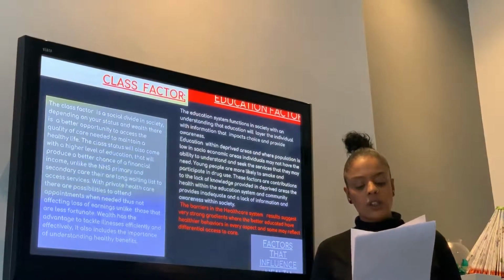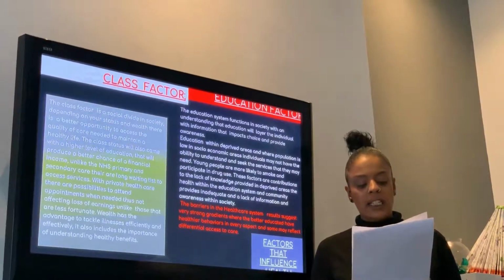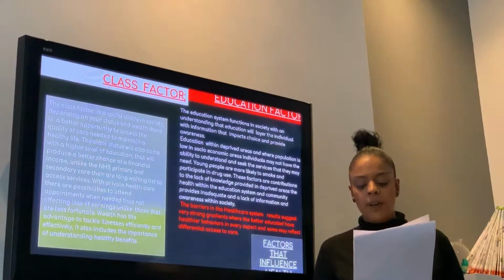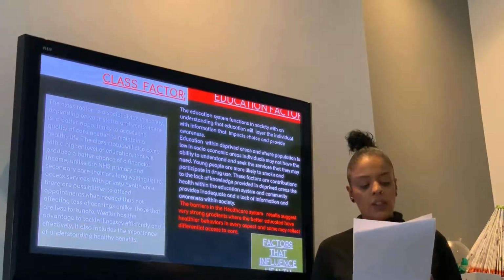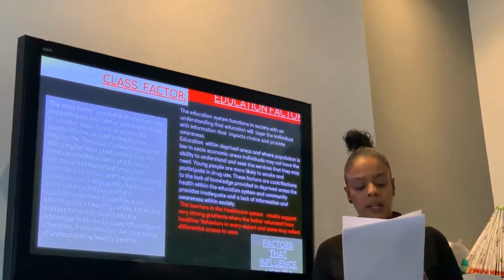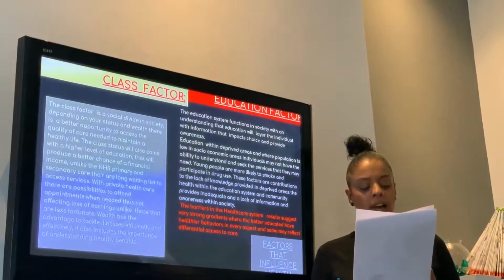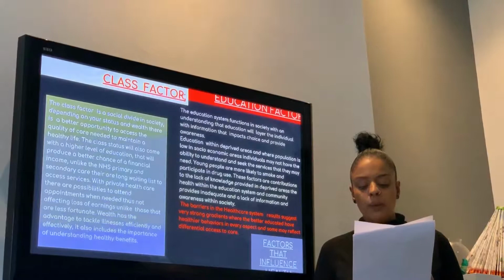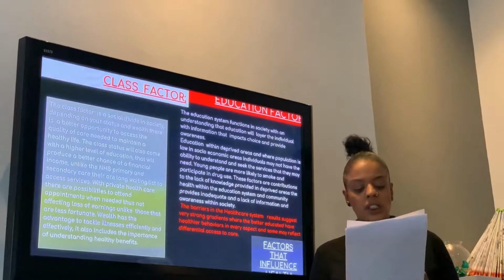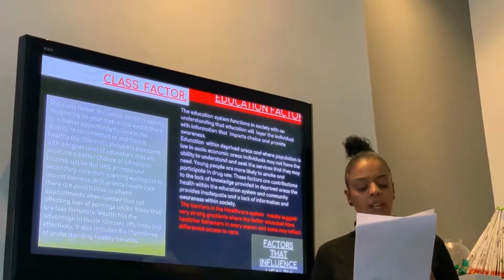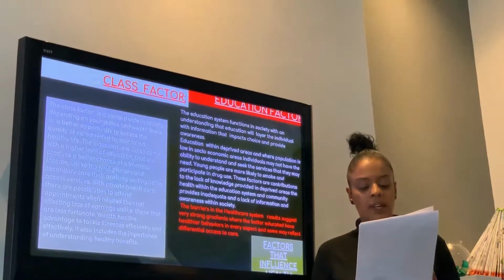Class. The class factor is a social divide in society. Depending on your status and wealth, there is a better opportunity to access the quality of care needed to maintain a healthy life. The class status will also come with a high level of education that will produce a better chance of financial income. Unlike with the NHS primary and secondary care, where there are long waiting lists to access services, with private health care there are possibilities to attend appointments when needed, thus not affecting loss of earnings, unlike those that are less fortunate. Wealth has the advantage to tackle illnesses effectively and efficiently. It also includes the importance of understanding health benefits.